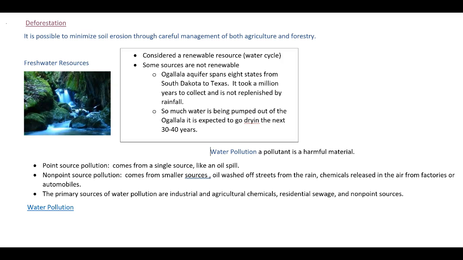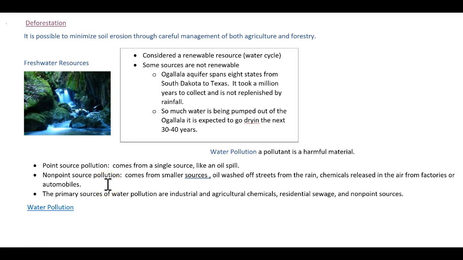And we have different kinds of pollutants that we have to consider with water. One is a point source pollution. A point source pollution comes from a single source, like an oil spill. Several years ago we saw a big oil spill happen in the Gulf Coast with BP oil, where millions of gallons of oil spewed out into the Gulf Coast. That would be considered a point source pollution.